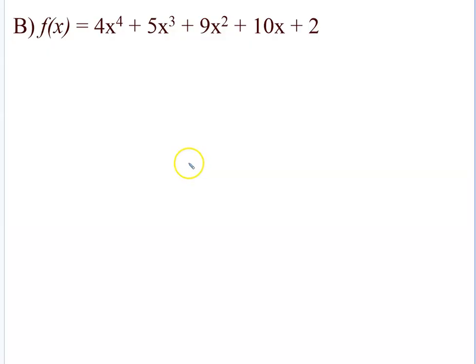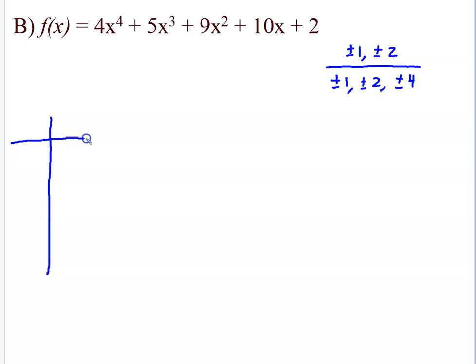Okay, so let's try another one of those. So once again, start off with your possible rational roots, plus minus 1, plus minus 2, and then below that, plus minus 1, plus minus 2, and plus minus 4. All of the possible numbers that come out of the rational root theorem are going to be listed down the side of my table. And I don't want you to get the idea you have to test all of them. You just want to find the one that gives you a 0 remainder and then move on.